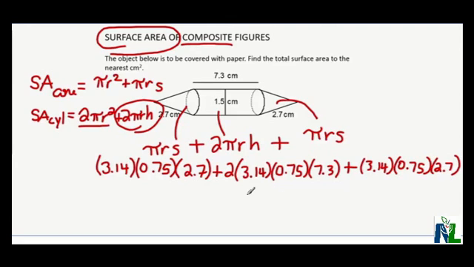So you want to be careful in questions like this that you don't do too much rounding because it can change your answer a little bit. Even though it says to the nearest centimeter squared, we're going to do our rounding at the end, and not in each individual step.